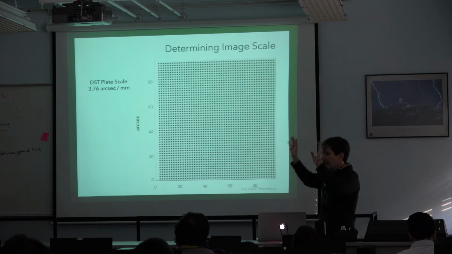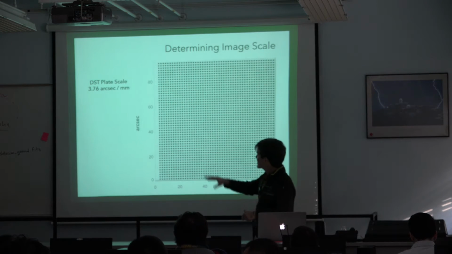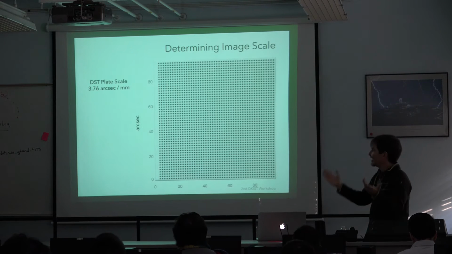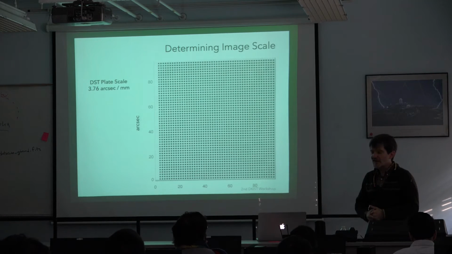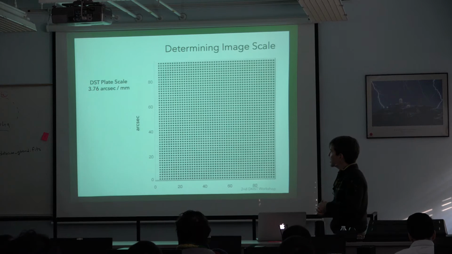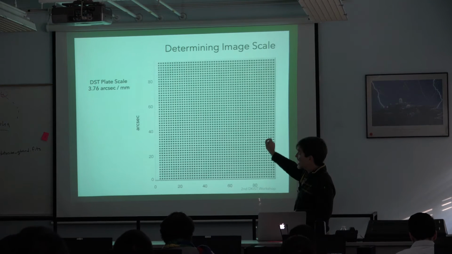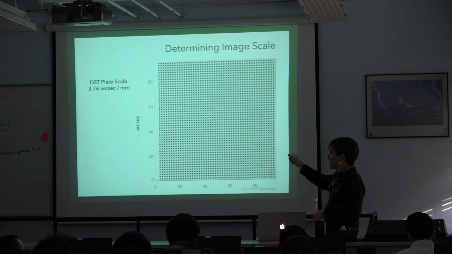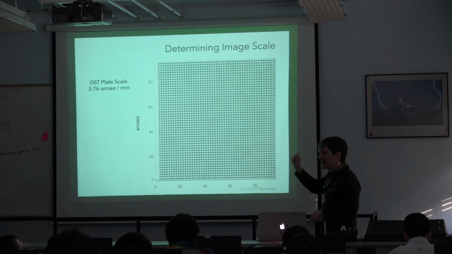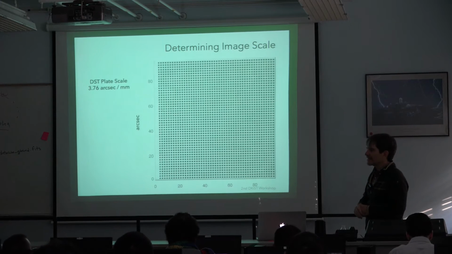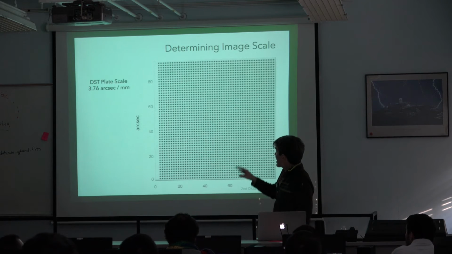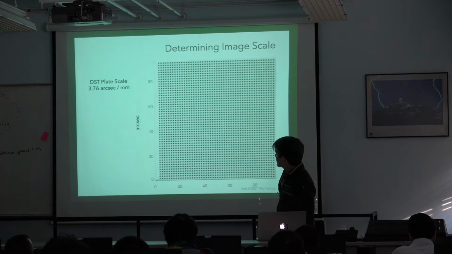At the DST, the plate scale is 2.7 arcseconds per millimeter. It comes from the focal length of the telescope, basically. And so these dots are half a millimeter apart, and so we can get the plate scale of the image from that. So that's one thing to get, is the plate scale.